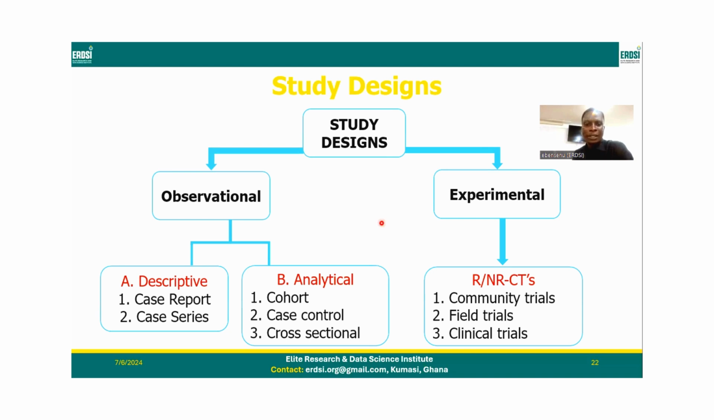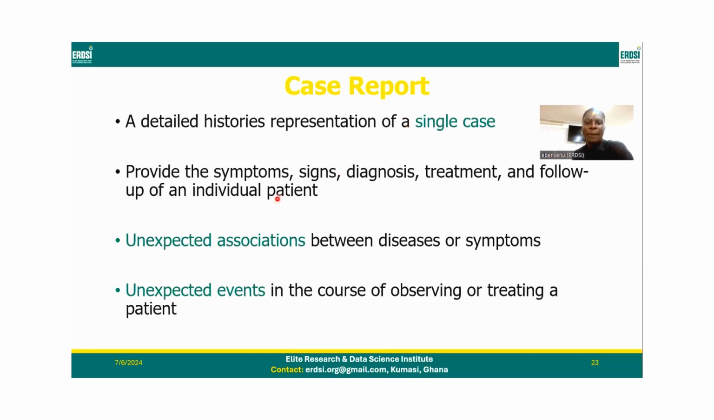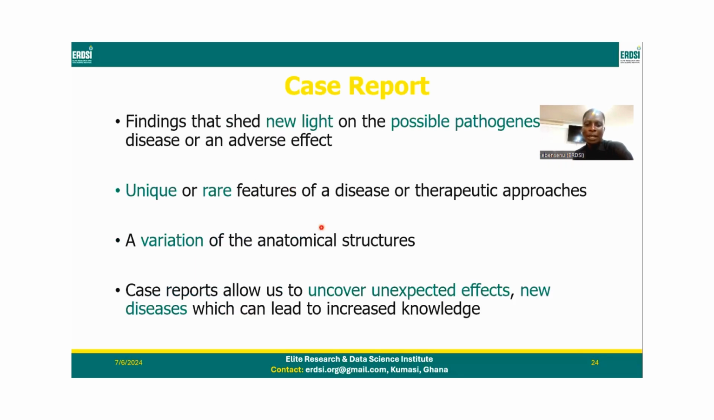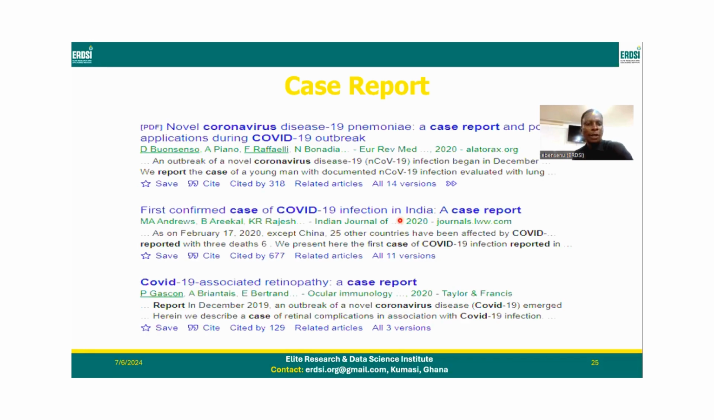So let's look at just a quick one. When we talk about case reports, we are interested in a single case. Let's say someone comes to your facility and there's an unexpected association or event. A typical example is an anatomical structure. We all know how the anatomy is, then there's a variation, and you may want to report it. Another typical example is during COVID, when they realized that a particular person was presenting with a distinct feature which is unknown, unexpected. So you see a lot of case reports.